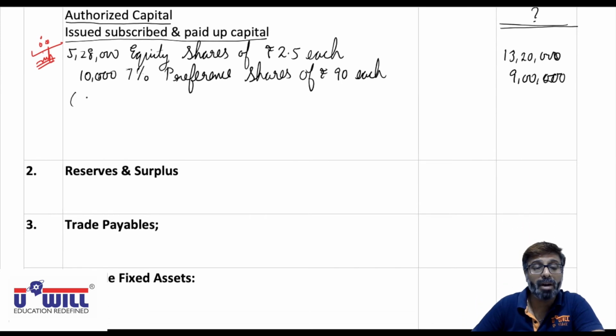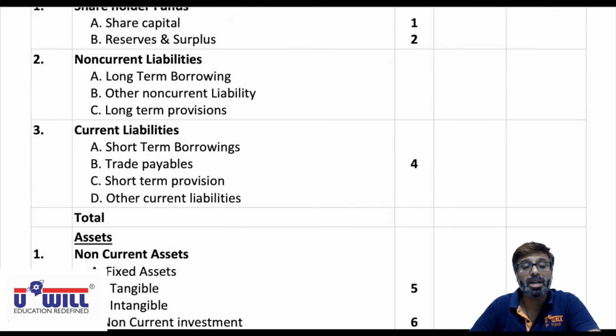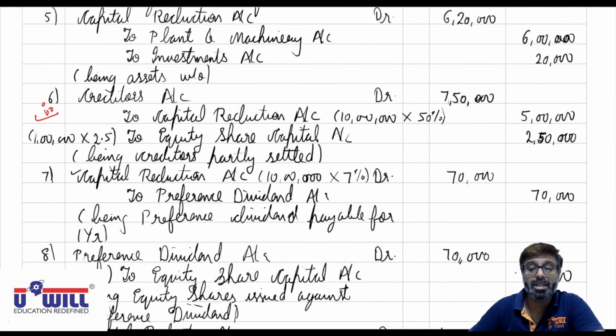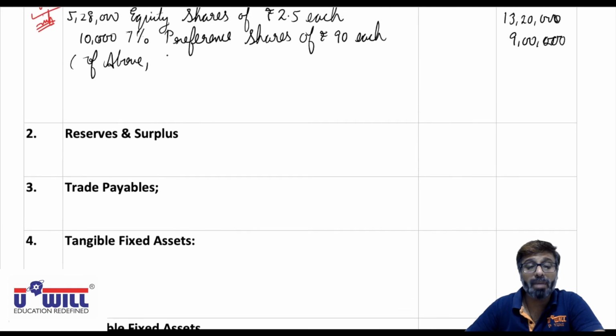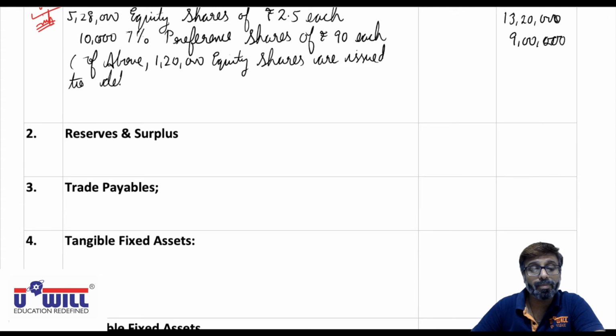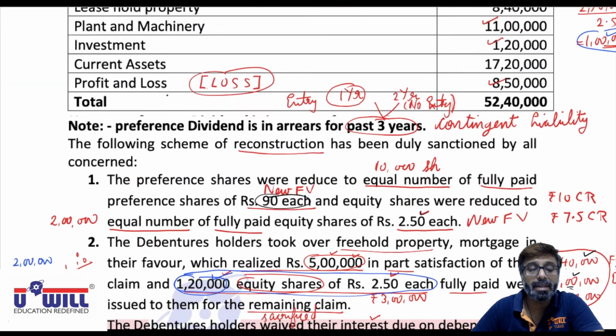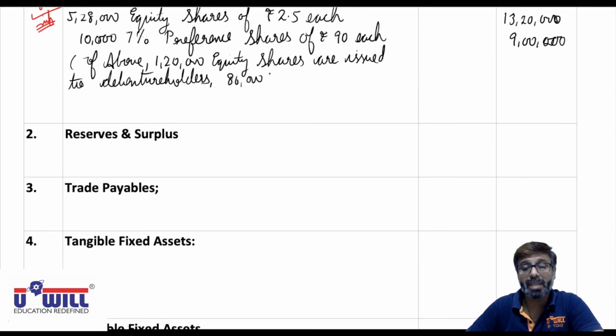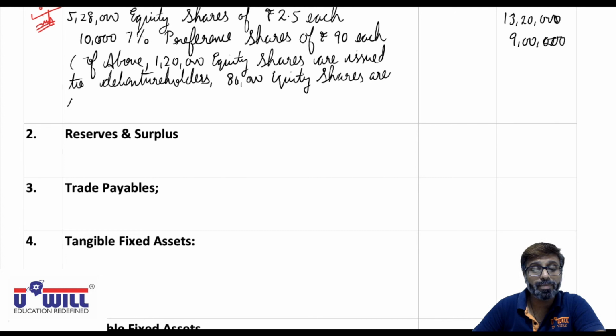Now the disclosure will come. All these shares issued for consideration other than cash, as we showed in the calculation, are to be shown in the disclosure. So 1,20,000 equity shares are issued to debenture holders. Then further, in that calculation you can see 80,000 equity shares we have issued against the loan of directors. This disclosure is compulsory: 80,000 equity shares are issued against loan to directors.